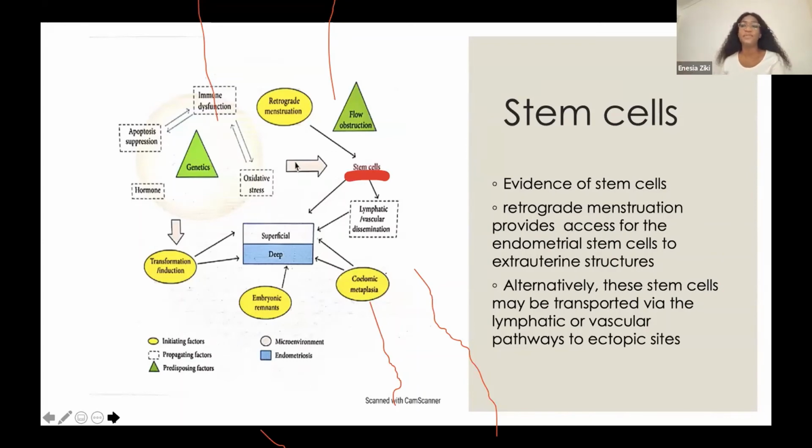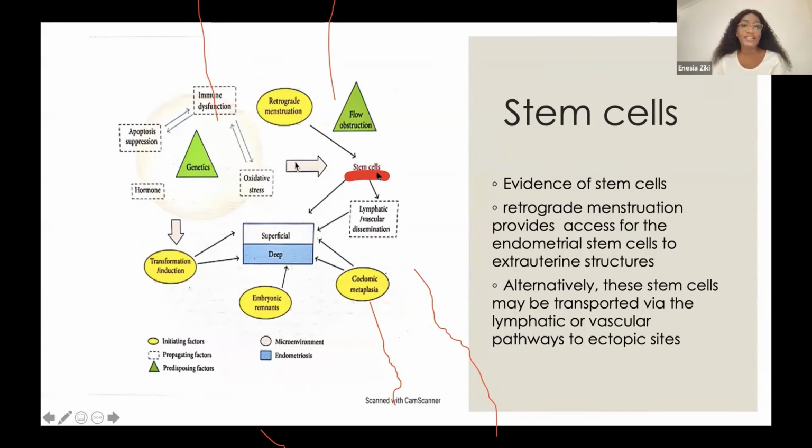Because after birth, we know that the endometrium regenerates. We know that after a woman has had an evacuation, there is regeneration of the endometrium. So there is evidence that there are stem cells. And we're saying that the retrograde menstruation that happens also provides access for the endometrial cells into the peritoneal cavity and other extrauterine structures. Alternatively, this stem cell theory says that these stem cells may be transported via the lymphatic system or vascular pathways to ectopic sites.